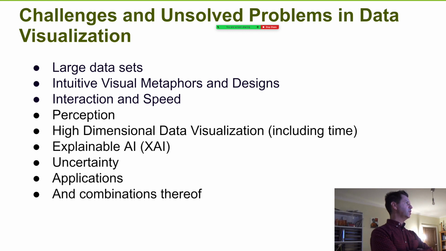The problems we typically work on are very large data sets, creating intuitive visual metaphors and designs for them. We're always working on novel interaction techniques, trying to speed up the process of interaction. We're studying perception, how people perceive computer graphics and the images they see. We're looking into high dimensional data visualization, how to visualize and depict, for example, 5 to 10 or more dimensions. Of course, explainable AI and trustworthy AI are two very current topics today.